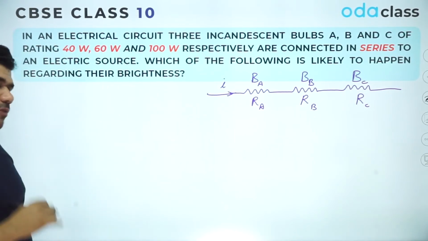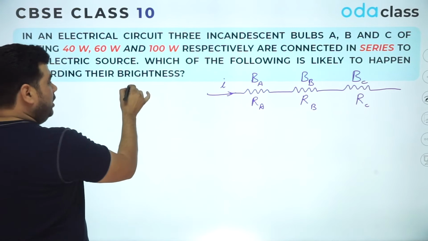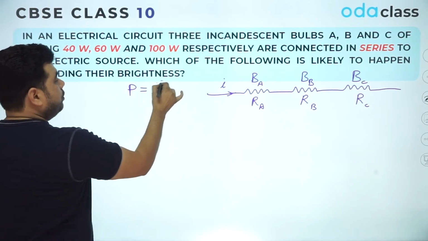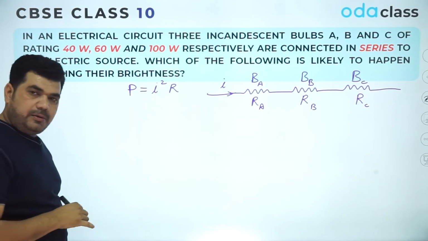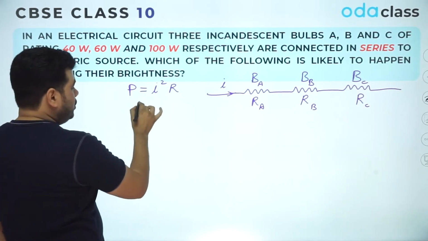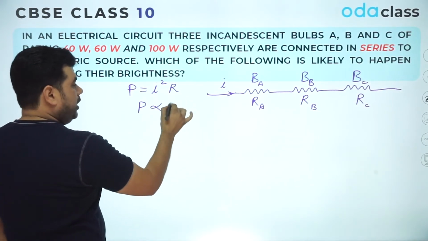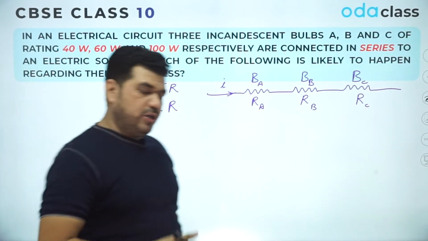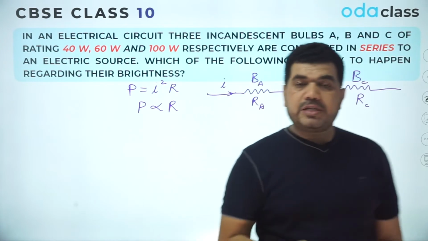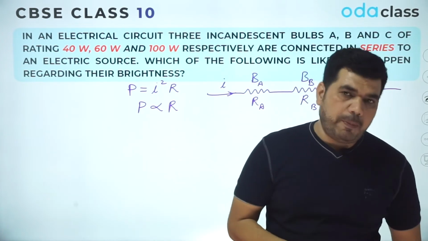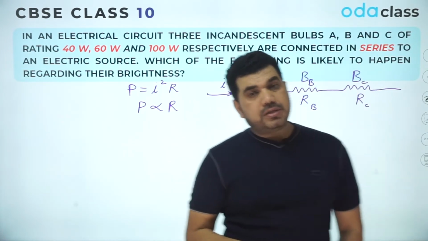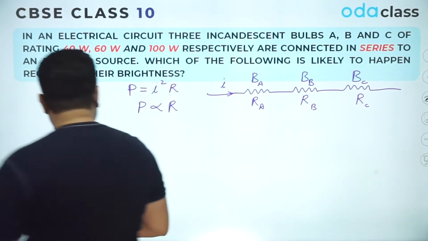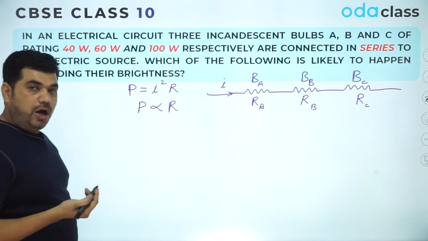Now, which formula should we use for the power? If the current is the same, we can say P is equal to I square R. If current is the same, the power is directly proportional to resistance. If power is directly proportional to resistance, it means more resistance means more power, and more power means obviously more brightness. So more power, more brightness. How will we check?